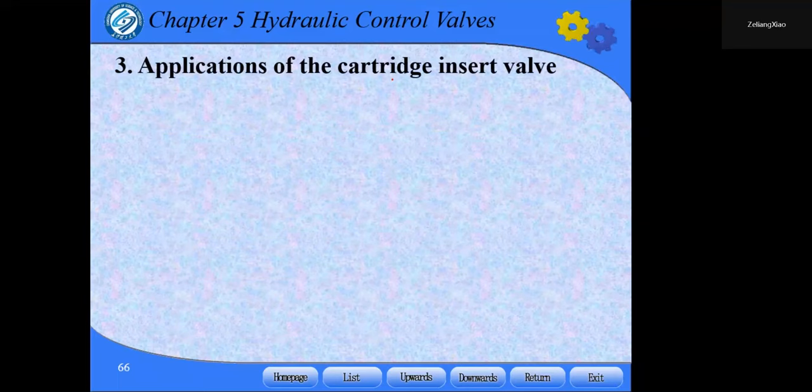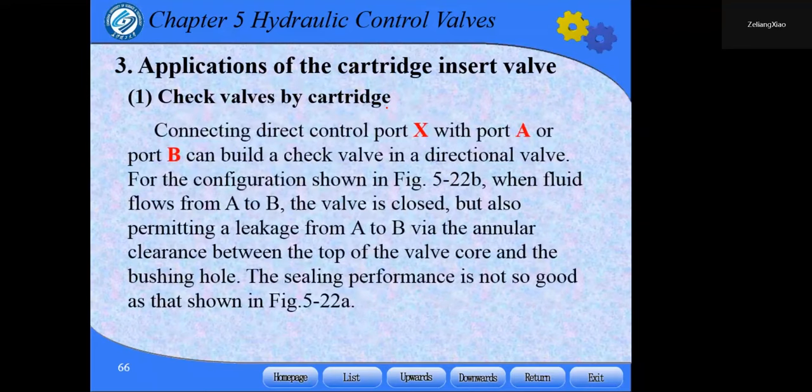Applications of the cartridge insert valve, such as the check valve. Back cartridge, connecting direction control port X with the port A and port B can be a check valve in the direction valve for the configuration shown in figure 22B. When fluid flows from A to B, the valve is closed, but also permitting a leakage from A to B through the annular clearance between the valve core and the bushing. The performance is not so good as that in a poppet valve.